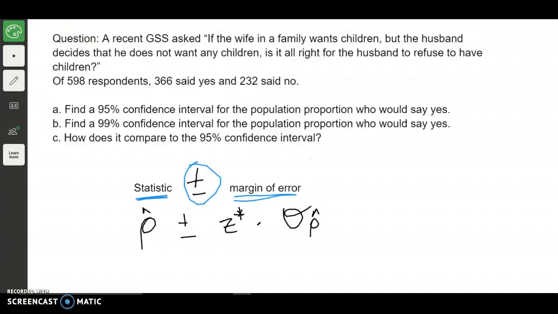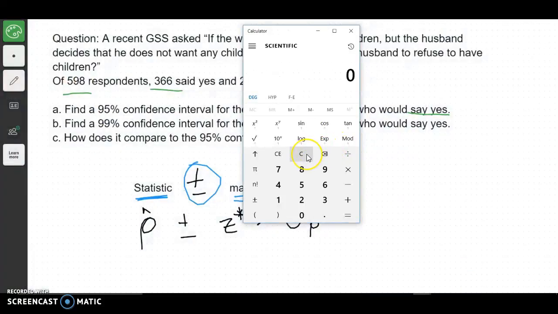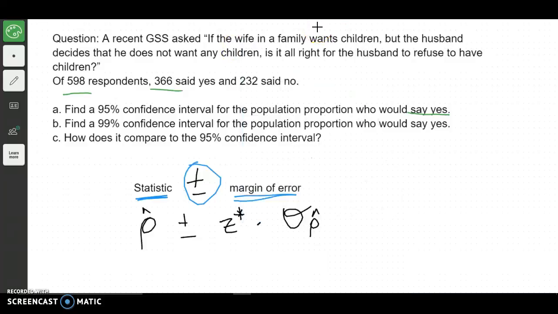They said they want to know the population proportion of people that say yes. So in the sample that we took, 366 said yes out of 598. We will take the calculator and do 366 divided by 598, and we will get about 61%. So our p hat, our statistic, is that 61% of the time we get what we want.